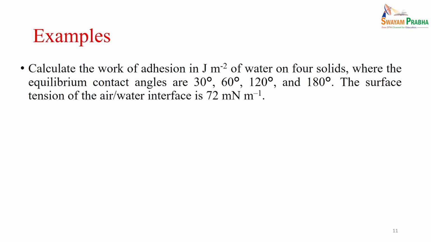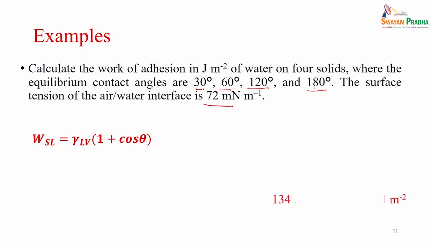Now, here is another example. You are having 4 solids and you are putting water, and you are getting different contact angles: 30, 60, 120 and 180 degrees. You can consider the surface tension of water as 72. As we are observing different contact angles, the work of adhesion will be different. We can quickly calculate that using the Young-Dupré equation, which says the work of adhesion is gamma LV into 1 plus cos theta, and theta value is 30, 60, 120 and 180.